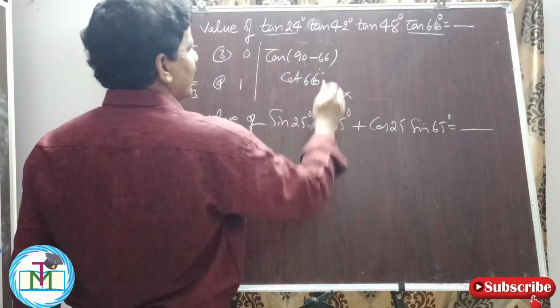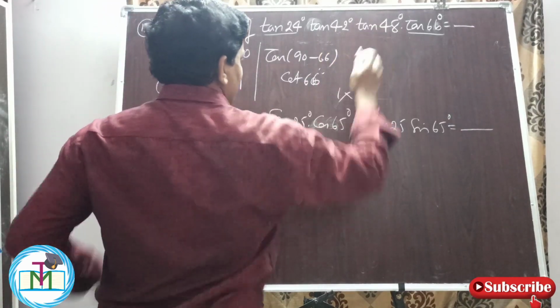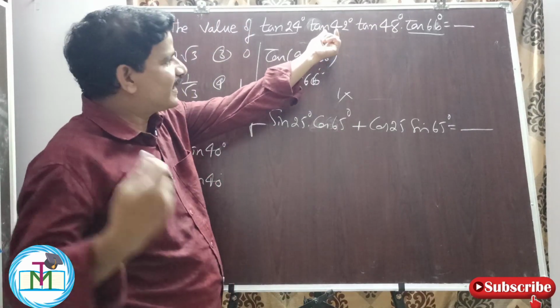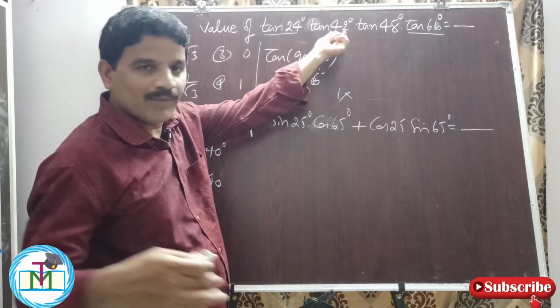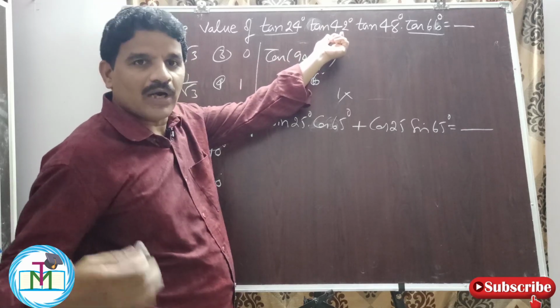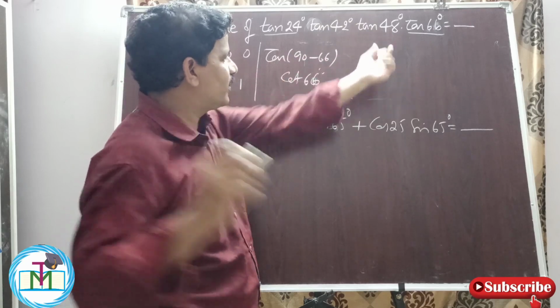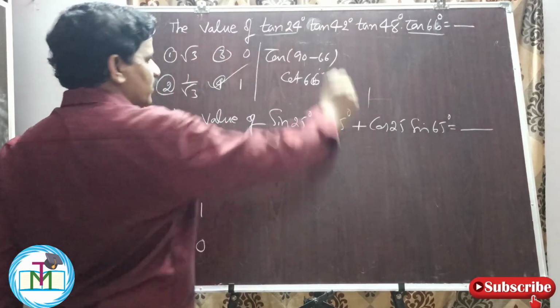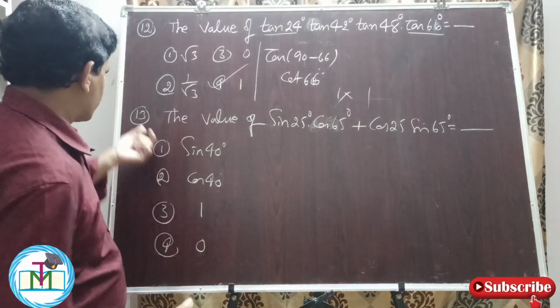1 into. Similarly, tan 42 into tan 48. Tan 42 can be written as tan(90 minus 48), which is cot 48. Cot 48 into tan 48 is 1. 1 into 1 is 1. Option 4 is the right answer. Question number 13.